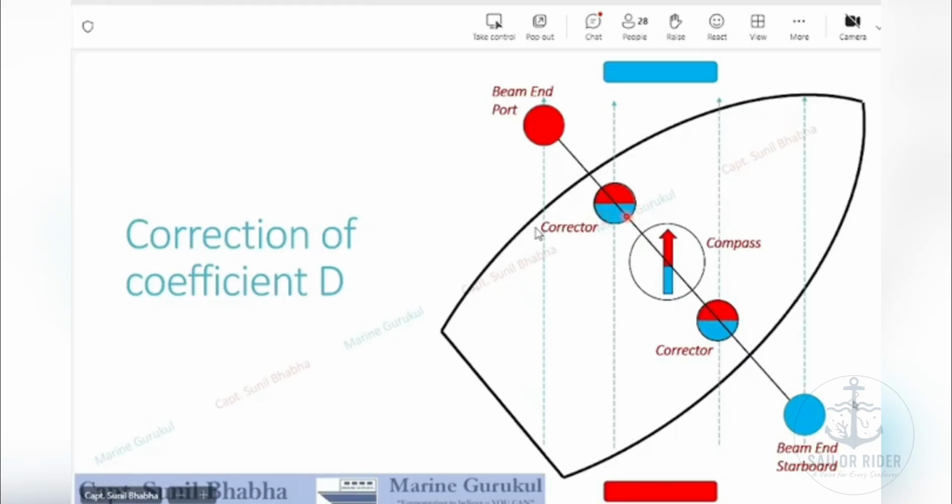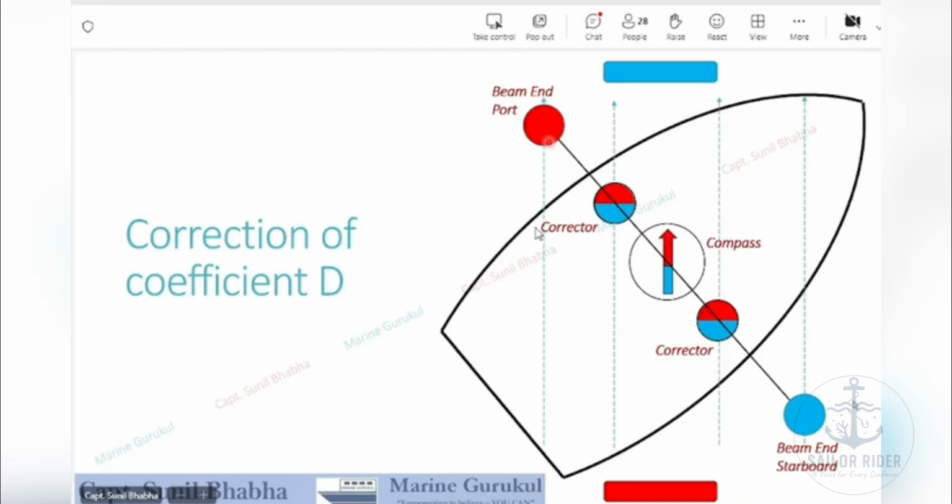In the port side corrector we have both poles, the blue pole as well as the red pole, but the pole closer to the compass needle is the blue pole. This blue pole attracts the north red end of our magnetic compass needle. The north end of the compass needle has a red polarity and the corrector magnet pole closer to the compass has a blue polarity, and blue and red being opposite poles attract each other. This also leads to the magnetic needle swinging anti-clockwise looking from top, thus cancelling out the deviation generated.